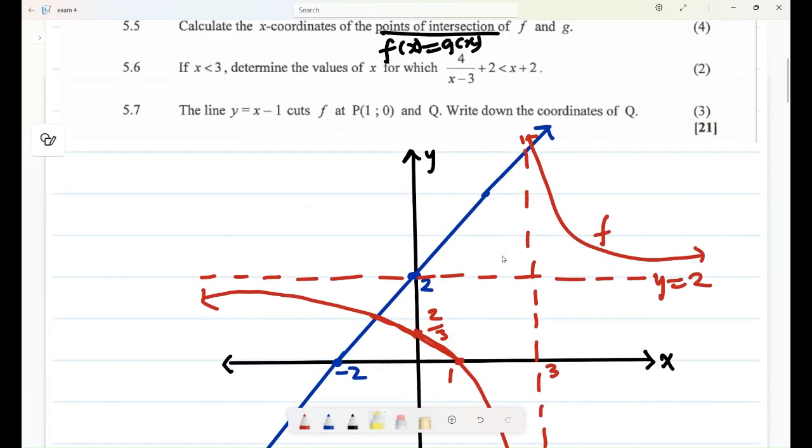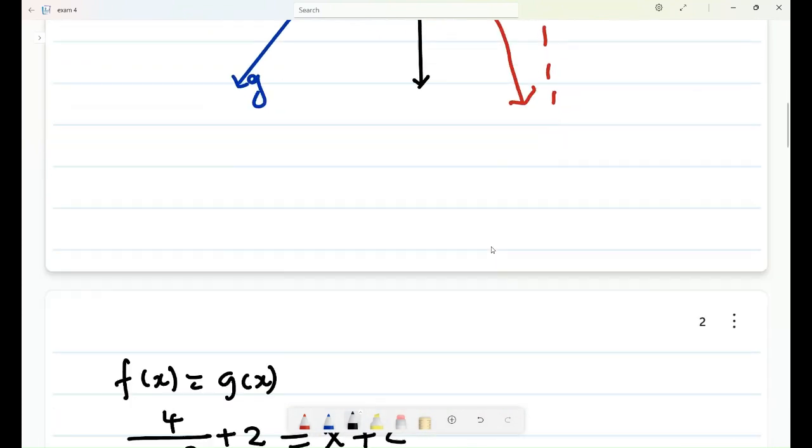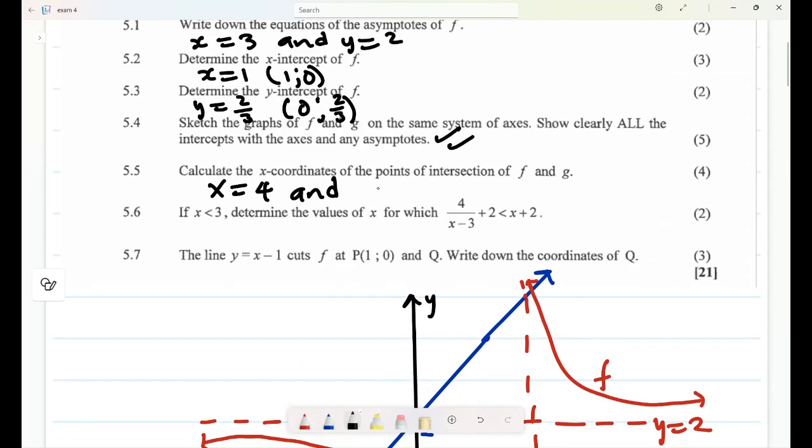So the values that we have are x is equal to 4 or x is equal to negative 1. It is "or" because there are two of them. It's either x is equal to 4 or x is equal to negative 1 where they intersect. But the question says calculate the x coordinate of the point of intersection between f and g. If they wanted the y coordinate, you just take this 4 and substitute it into the original equation, either f or g, and also take this one and apply the very same thing.